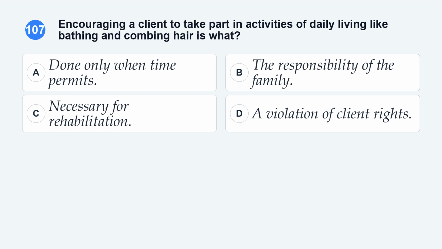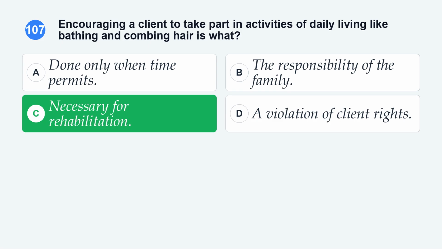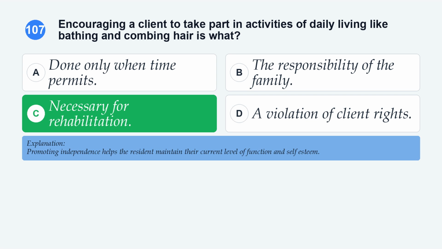Question 107. Encouraging a client to take part in activities of daily living like bathing and combing hair is what? Option A, done only when time permits. Option B, the responsibility of the family. Option C, necessary for rehabilitation. Option D, a violation of client rights. The correct answer is option C, necessary for rehabilitation. Explanation. Promoting independence helps the resident maintain their current level of function and self-esteem.